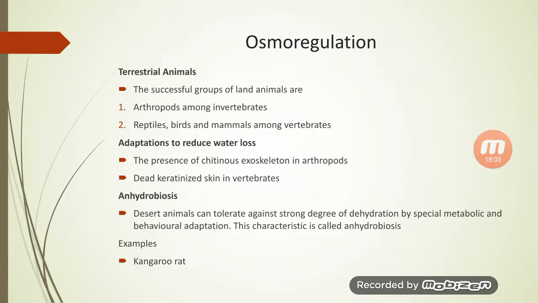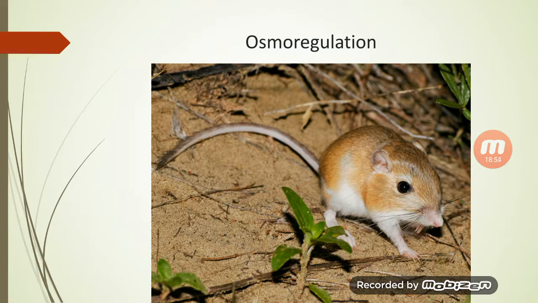So, the adaptations to reduce water loss in the terrestrial organisms are the presence of a chitinous exoskeleton, which means their exoskeleton is made up of a tough material that is called chitin, which reduces the loss of water from their skin, and the dead keratinized skin in the vertebrates, just like us and other animals. Now, the definition of anhydrobiosis again: desert animals that can tolerate a strong degree of dehydration by special metabolic and behavioral adaptation. This characteristic is called anhydrobiosis. And the example is the kangaroo rat. Thank you.